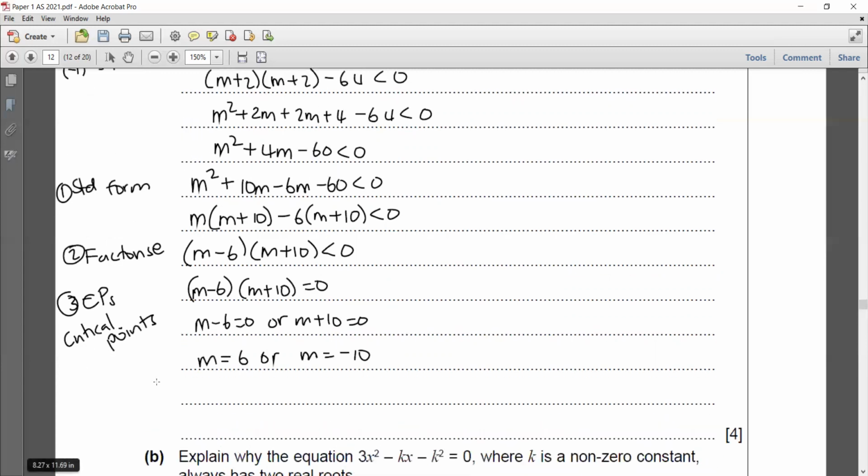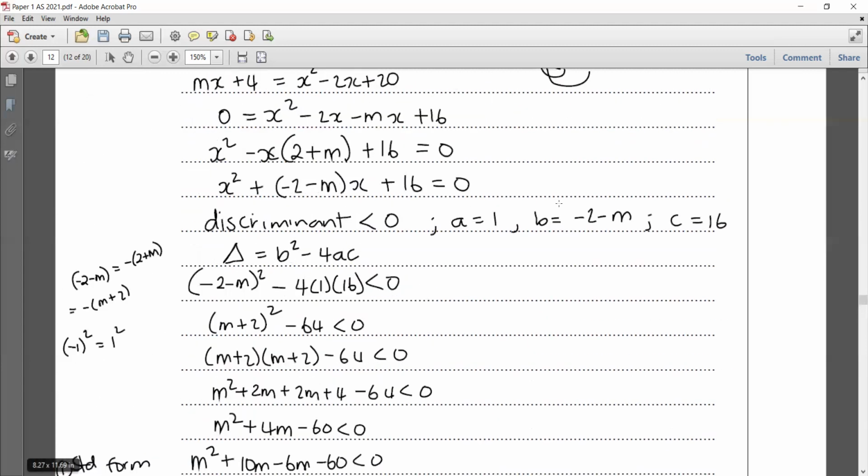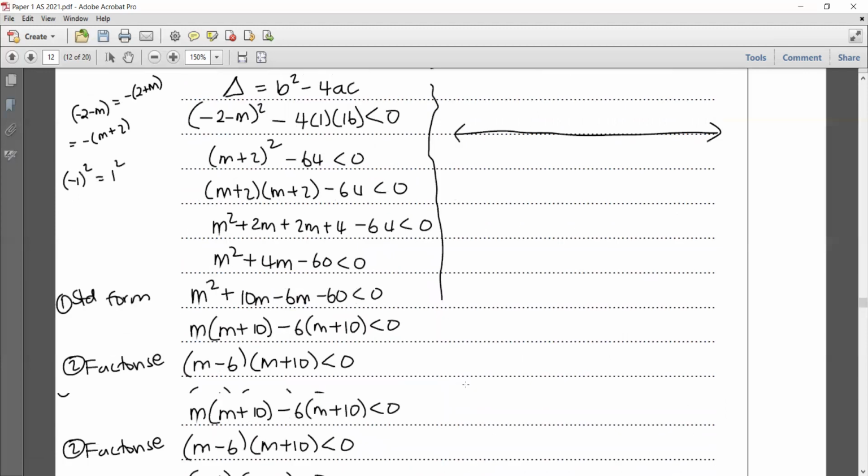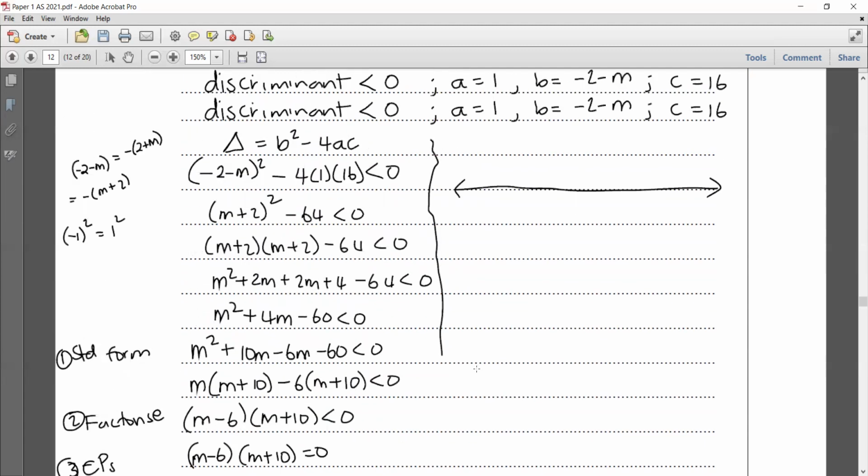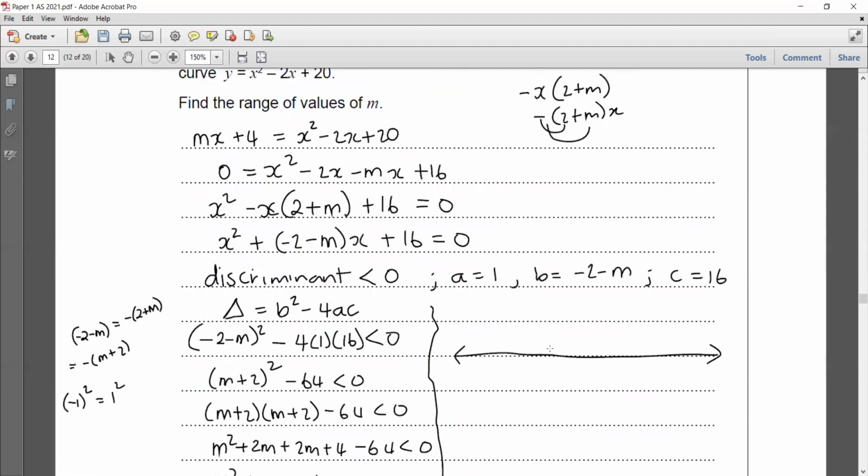Okay, now once you have these critical points, what you're going to do is draw a number line. So this is a number line from -infinity to +infinity. And then you plot the 2 points actually, and the 2 points will divide the number line. So I have 6 and I have -10. So -10 comes first. So you put -10 here. So that's -10. And then 6 is somewhere there, right? And then your number line, you extend it and form a table like that.